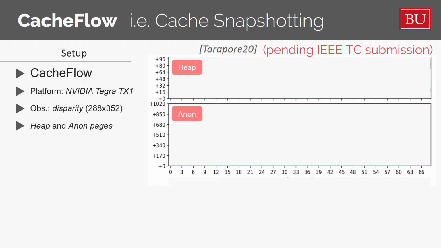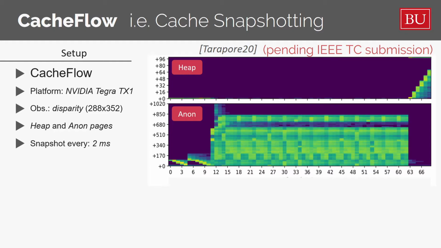We perform snapshotting every 2 milliseconds, so that's pretty fast. And then on the x-axis, we plot the snapshot number. So essentially, that corresponds to time if you multiply by the sampling rate. And then on the y-axis, we depict the offset inside the region we are considering, for example, the heap or the anon. So each of those pixels in this heat map corresponds to a page.